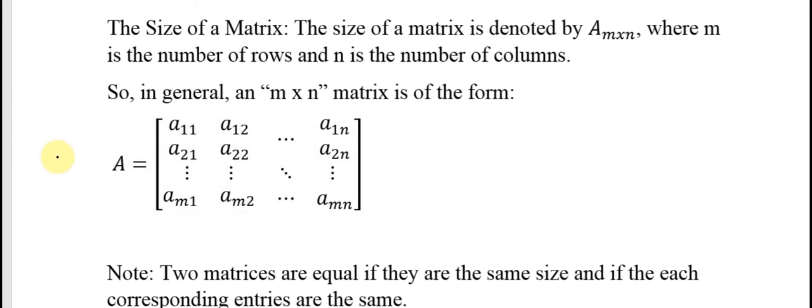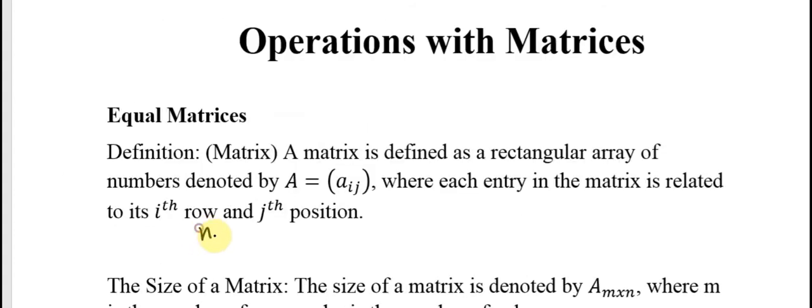So here, notice that in terms of the number of the rows, there are M rows, and then there are N columns.